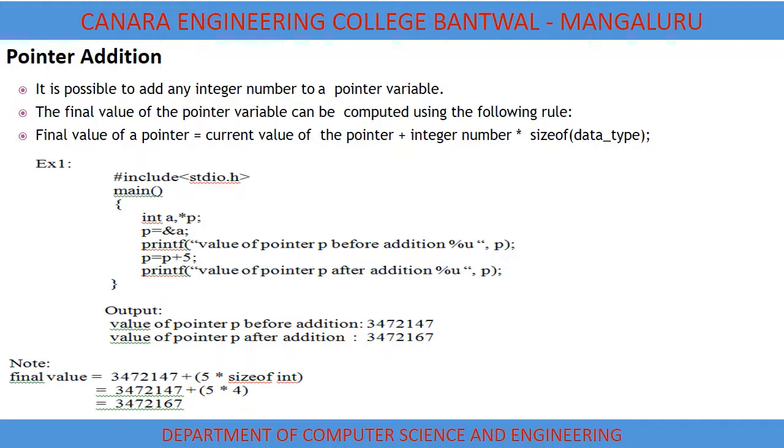So 3472167. Again, it is not adding 5 numbers to it, rather it is 5 locations depending upon the data type which we have mentioned.